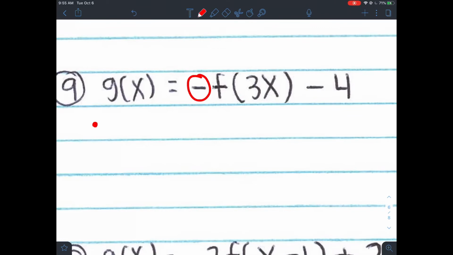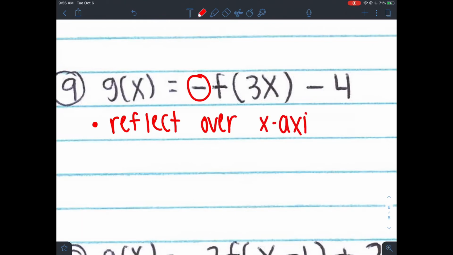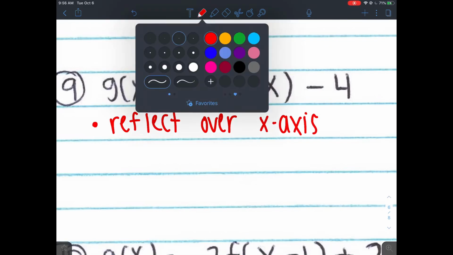Now remember, negative signs indicate to me whether I have a reflection or not. So the question is, do I have a reflection over the x-axis or over the y-axis? Well, the negative is in the front, in front of your f of x. So it's going to be a reflection over the x-axis. Okay? Now, remember, if it's on the front, it's kind of like saying negative y, but you want to think opposite of y, and you want to think x-axis. A reflection over the y-axis would be if the negative sign was on the inside.